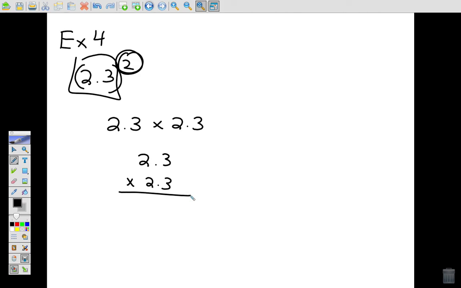So 3 times 3 is 9. 3 times 2 is 6. Placeholder. 2 times 3 is 6. 2 times 2 is 4. Now add, and we get 529.